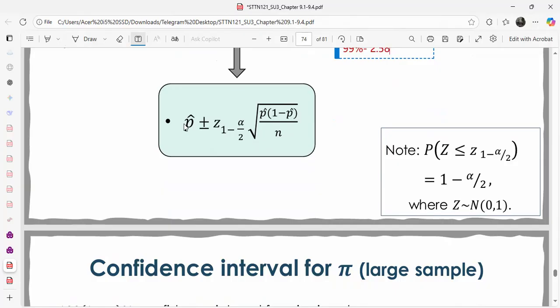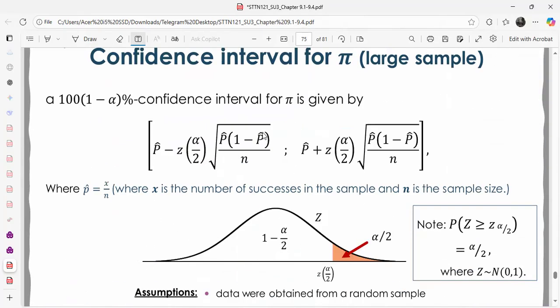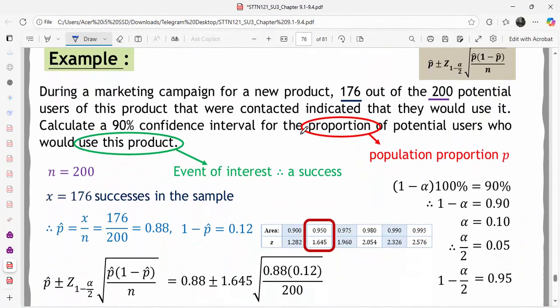This is the formula you're going to use: P cap, which is the sample proportion, plus or minus z of 1 minus alpha divided by 2, multiplied by the square root of the standard error. Let's look at the question. This is the method we're going to use. Remember, there will be two answers: one where on your calculator you subtract, and another where you add.